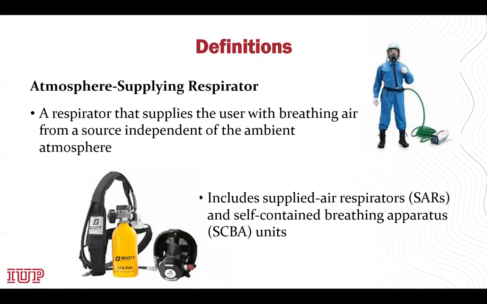Atmosphere supplying respirator is a respirator that supplies the user with breathing air from a source independent of the ambient atmosphere. It includes supplied air respirators, or SARs, and self-contained breathing apparatus, or what we call scuba units. This one here is coming from a pump, as we showed in the other picture, pumps air through, and usually there's a vortex or something to control the airflow here, or sometimes temperatures, goes through the air. And then the SCBA, or self-contained breathing apparatus, you have a tank, has independent air that blows through the regulator and into the face piece.